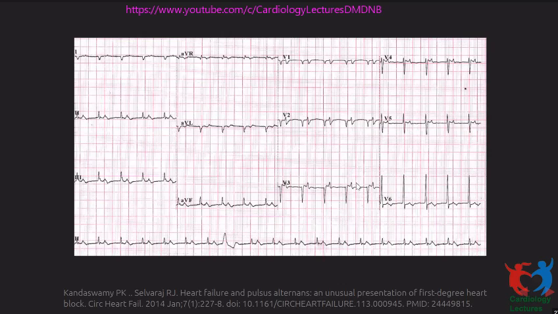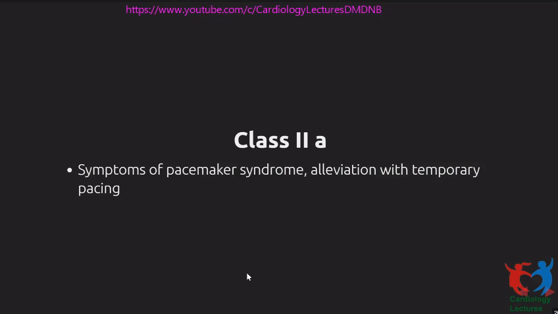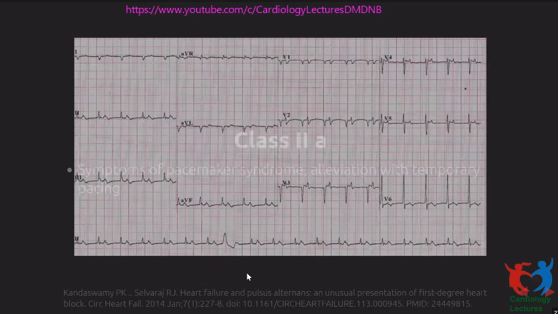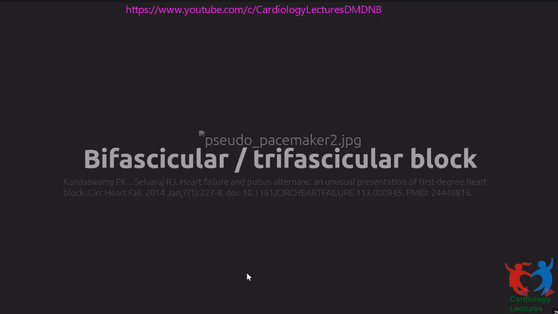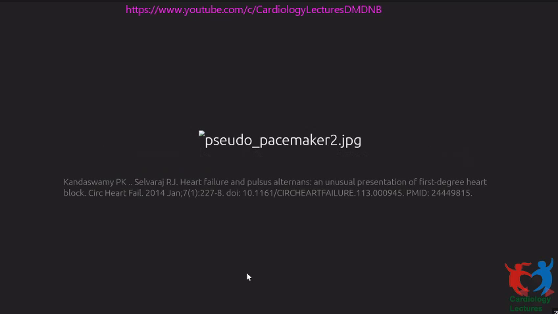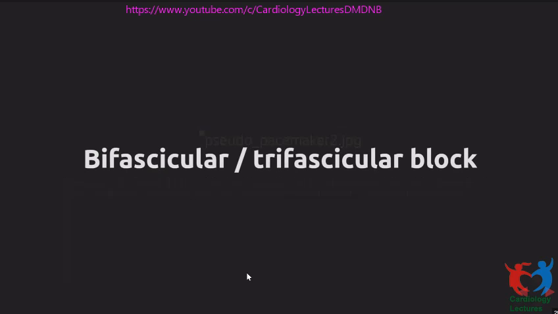So this was a middle-aged lady who came with this heart failure, and LV was not dilated. EF looked normal, but this was the ECG. And if you see the guidelines, to just remind you again, it says alleviation with temporary pacing. So I'll show you what we did for this patient. Unfortunately, this image has not come here. Okay. So what actually happened is this patient had clearly pulsus alternans and a reduced systolic pressure.